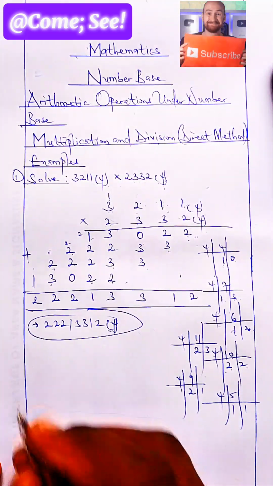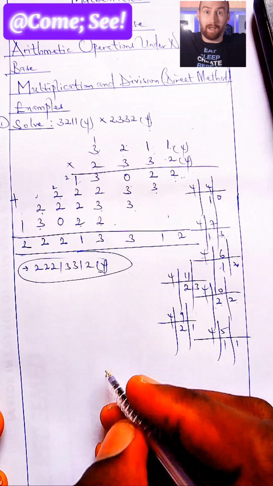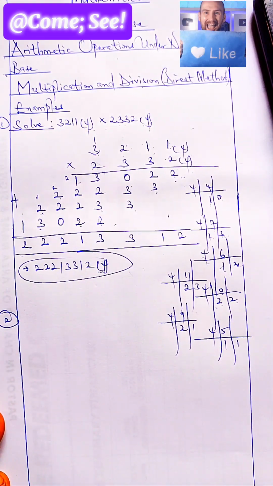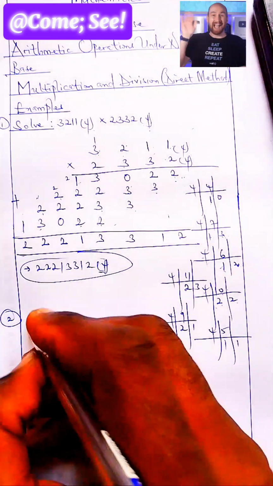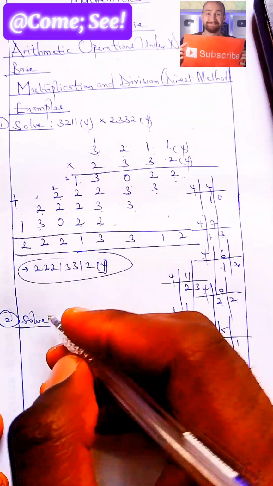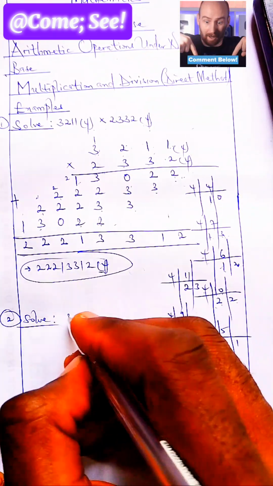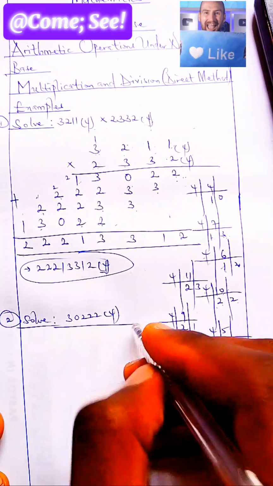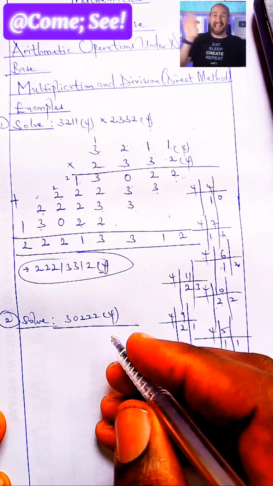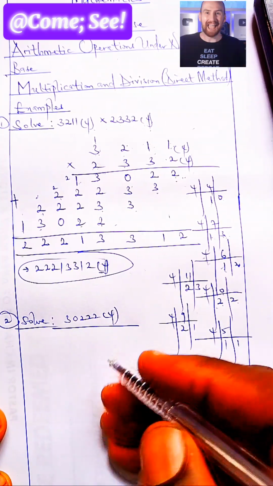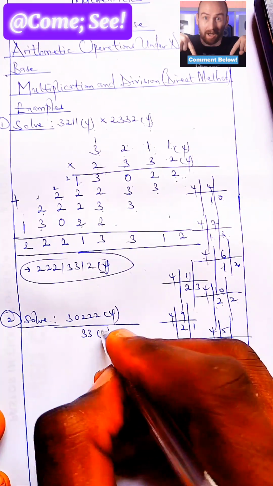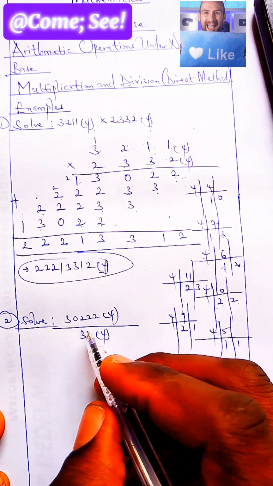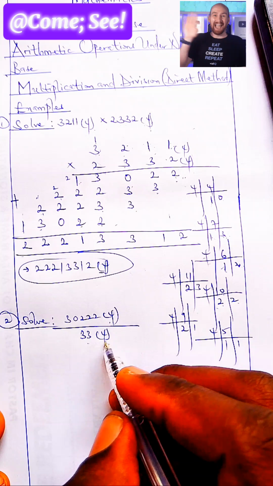Now quickly let's look at another example. This time around we're going to be looking at division of numbers. We're going to be seeing how we can use this to divide. So solve 30222 in base 4 divided by 33 in base 4. Now that's very simple. It's very easy to solve this.